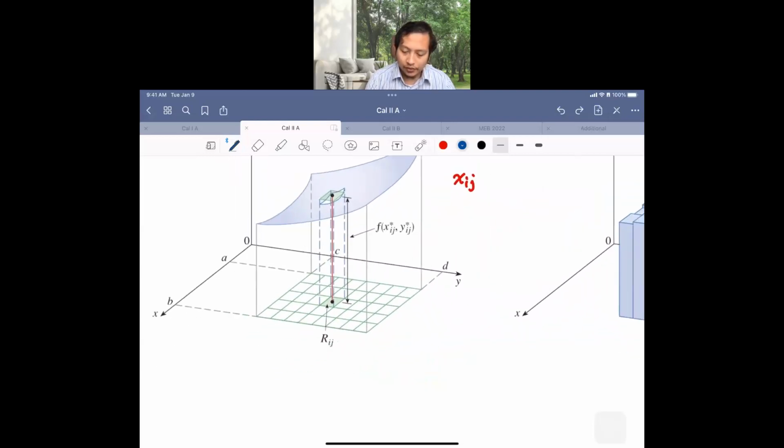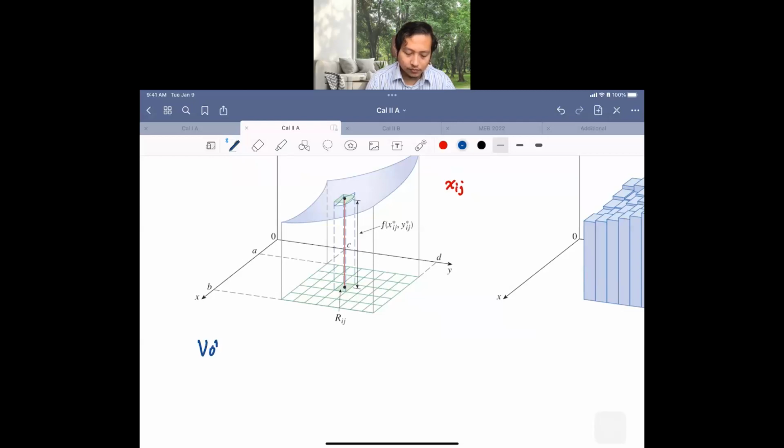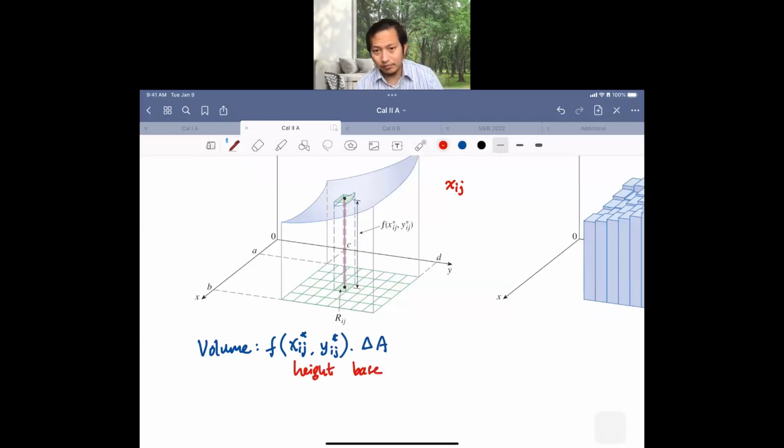So the volume will be equal to the height, which is the f, and then multiplied with the base. The base is the area. So this is height and base. So practically this is how we can approach it at the very beginning. Okay.